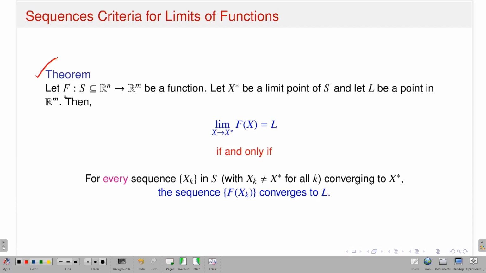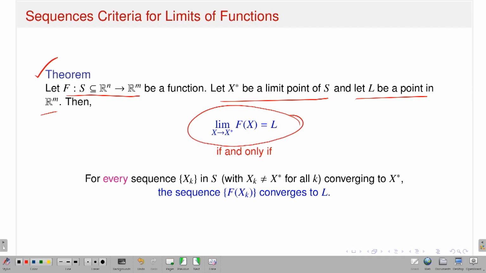So let capital F, which is a map from S, a subset of Rn, to Rm, be a function. Let x star be a limit point of S, and let L be a point in Rm. So then what is the statement? The statement says that the limit as x approaches x star of F(x) is equal to L.